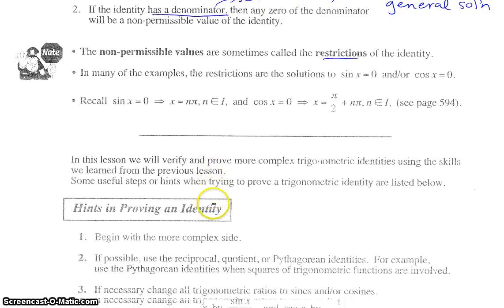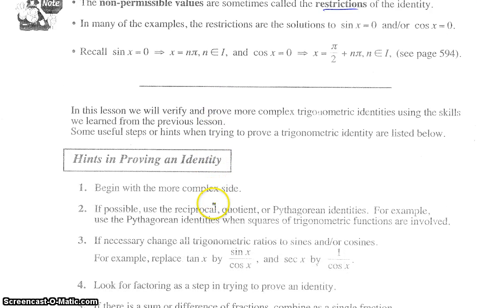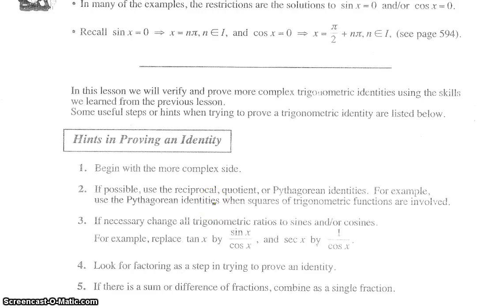Okay, hints in proving identities. I actually have some strategies for proving identities that I've printed up and that is available on D2L. But I think I've also handed a copy out in class. So let's take a look at that right now, please.